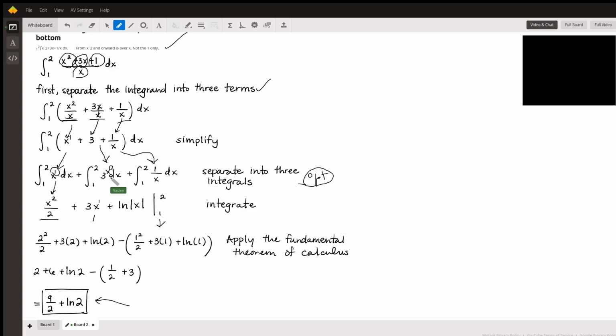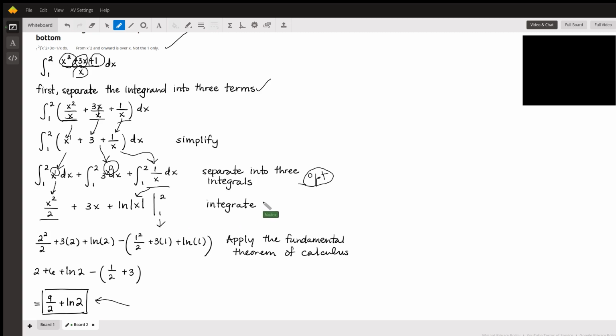Then in the second term, we're integrating just 3. We do not see an x there, which means there is an x to the 0. So I increase the exponent up to 1 and divide by the new exponent of 1, which really is just 3x. We don't need to put those 1's in there. And then the last integral, the integral of 1 over x, is a special integration rule that gives us the natural log of the absolute value of x.